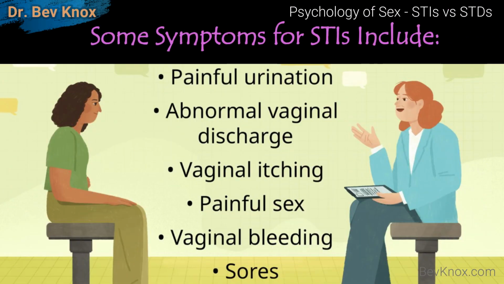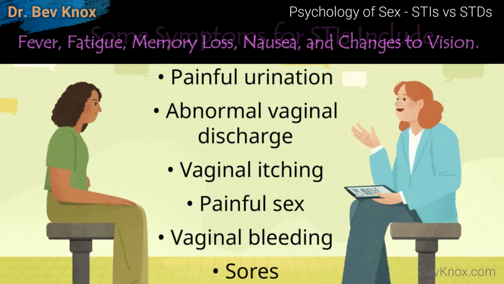Some symptoms for STIs include abnormal discharge from the penis or vagina, sores or warts in the genital or anal area, itching or redness around the sores, sores in and around the mouth, painful or burning sensation when urinating, abnormal vaginal odor, pain during sex, swollen lymph nodes in the groin. If an STI becomes an STD, symptoms can vary. Some STD symptoms may be similar to STI symptoms, but they can also be different. Sometimes it can even be more serious. Some of these symptoms include fever, fatigue, memory loss, nausea, changes to hearing and vision, and weight loss.